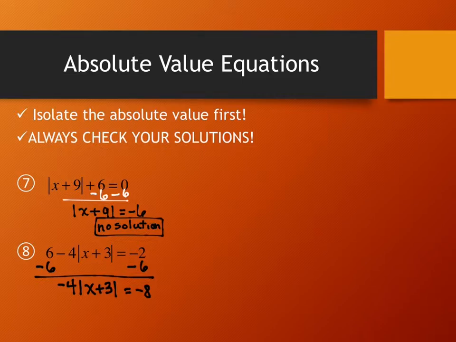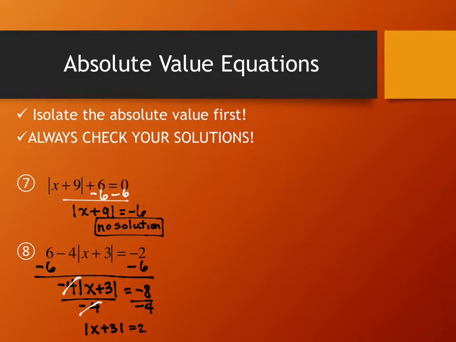Good, we would divide, all right? Because right now this negative 4 being right next to the absolute values means it's multiplied. The opposite of that is division. So we are going to divide by negative 4. So on the left-hand side, the negative 4's cancel, that was the goal. And I'm left with the absolute value of x plus 3. What do I have on the right? I have a 2. Good.